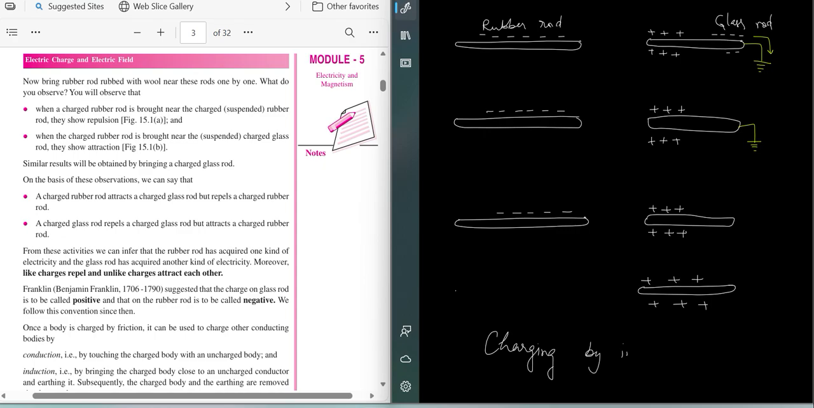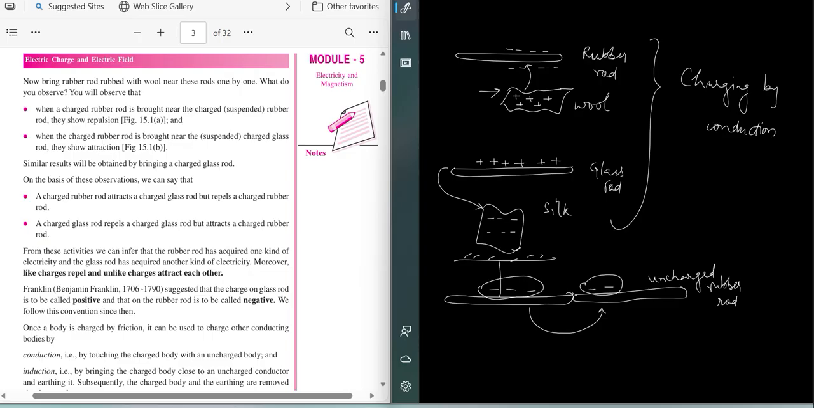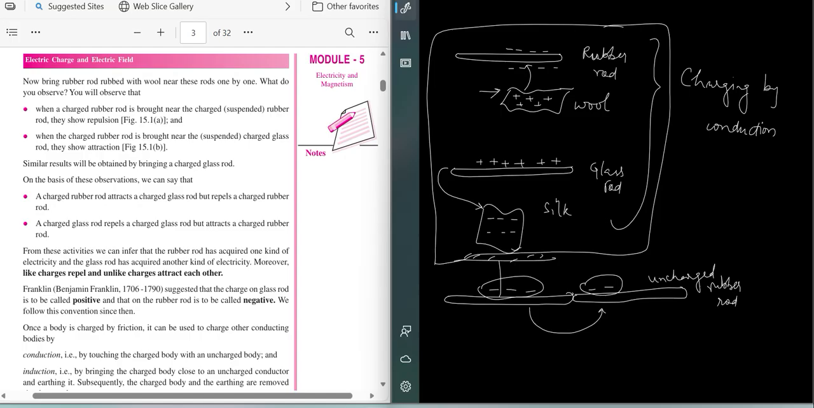Okay. And just for your information, if you have noticed, in the previous case of charging by friction or charging by conduction, the same charge is developed after contact. After that, when we connected a charged rod with an uncharged rod directly in contact, the same type of charge is transferred, and the original charge on the original rod is slightly reduced because that has transferred to the new rod.